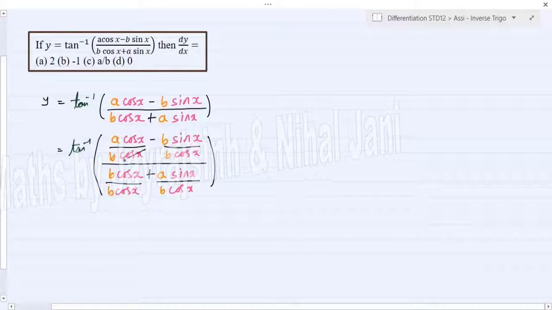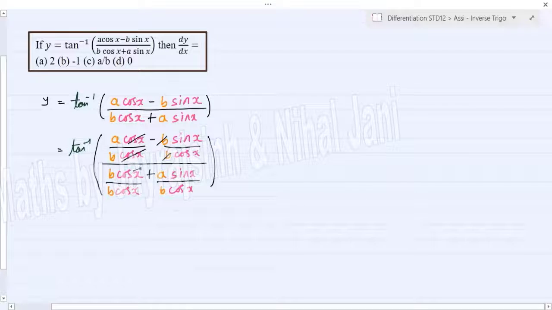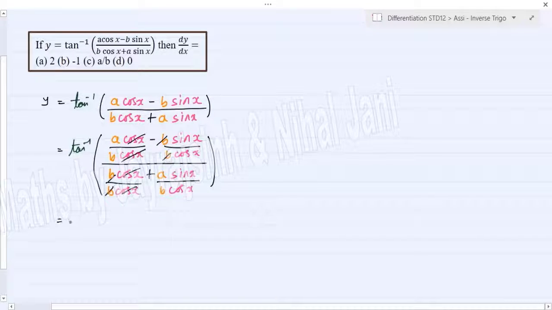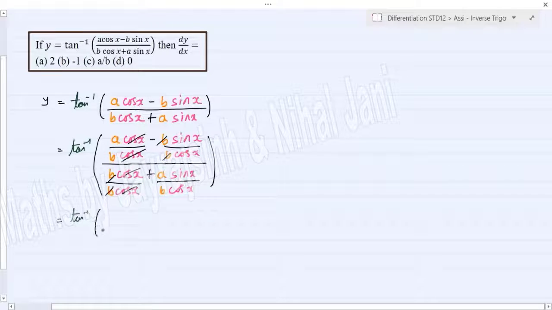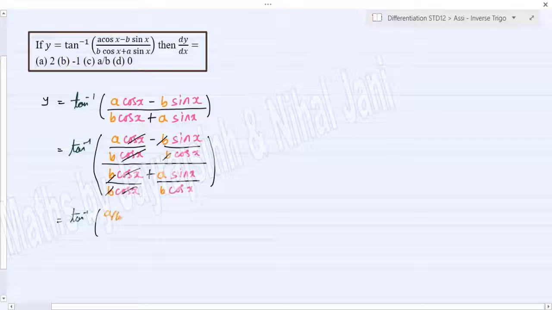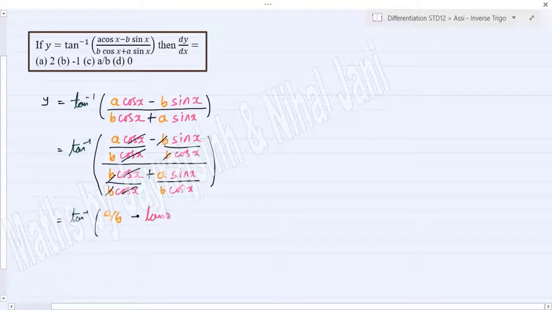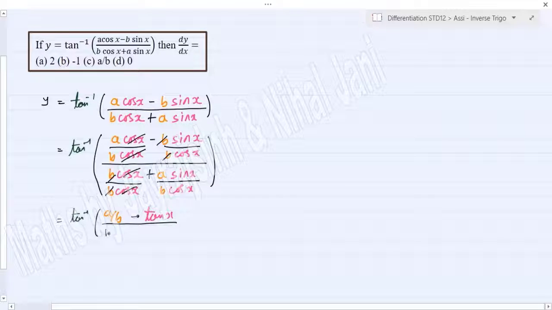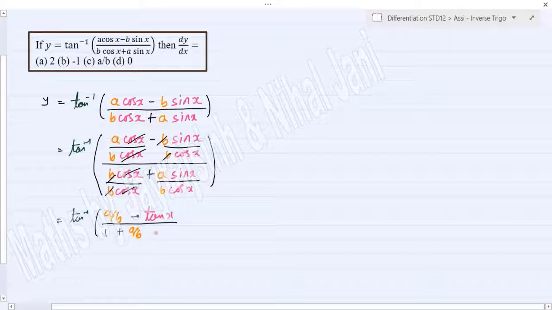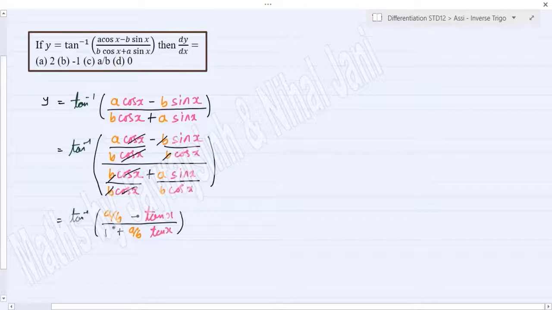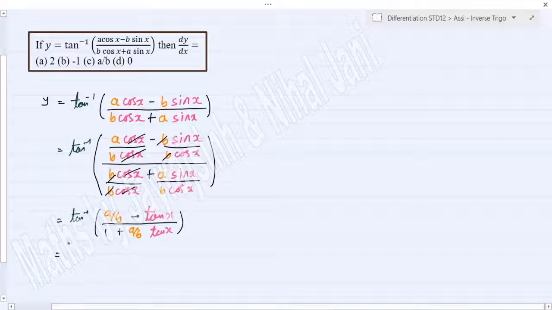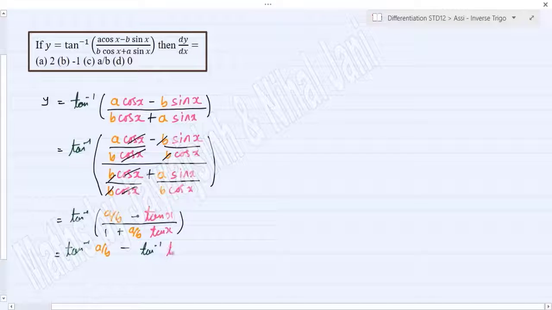So we can cancel out cos x, b and b, cos x and b. Your tan inverse will be as it is, and your bracket will become a by b minus sin x by cos x, which can be written as tan x, upon 1 plus a by b into tan x, which is actually tan inverse of (alpha minus beta) upon (1 plus alpha beta). We can say here we'll get tan inverse of a by b minus tan inverse of tan x.